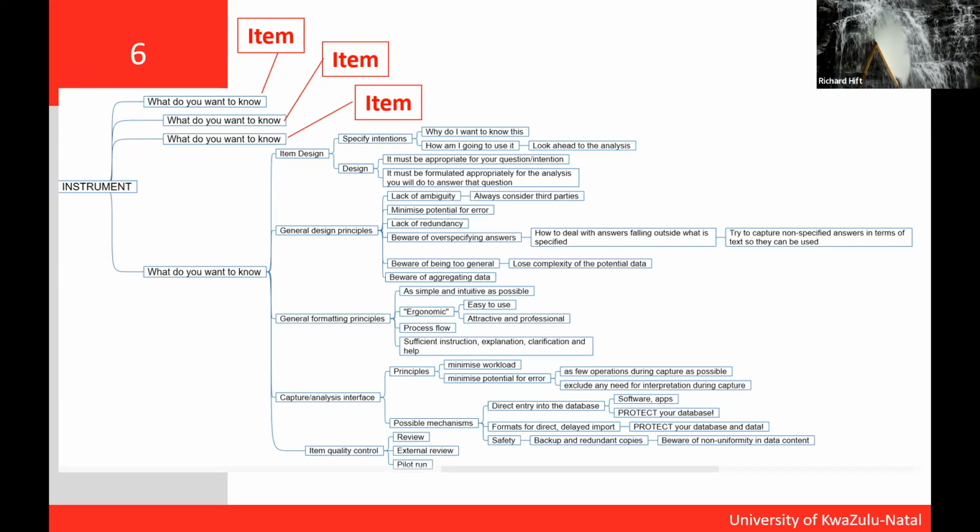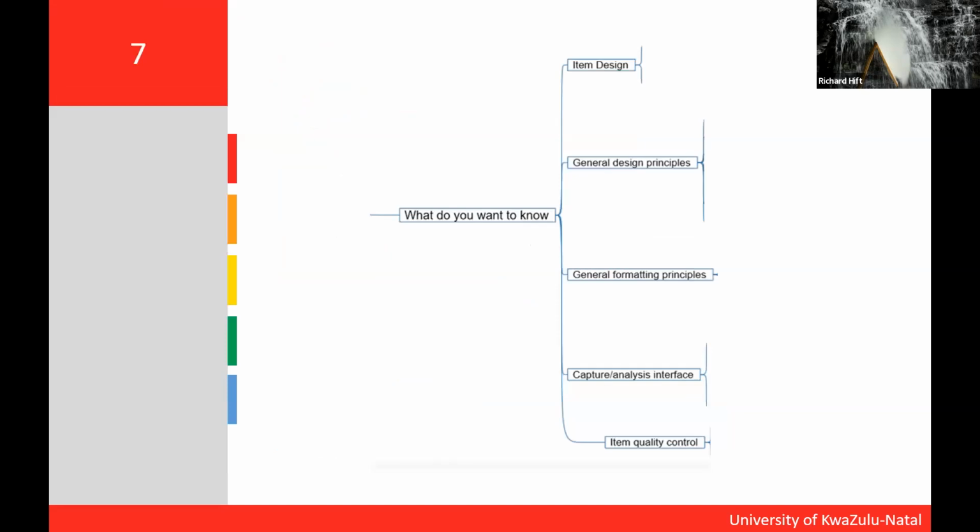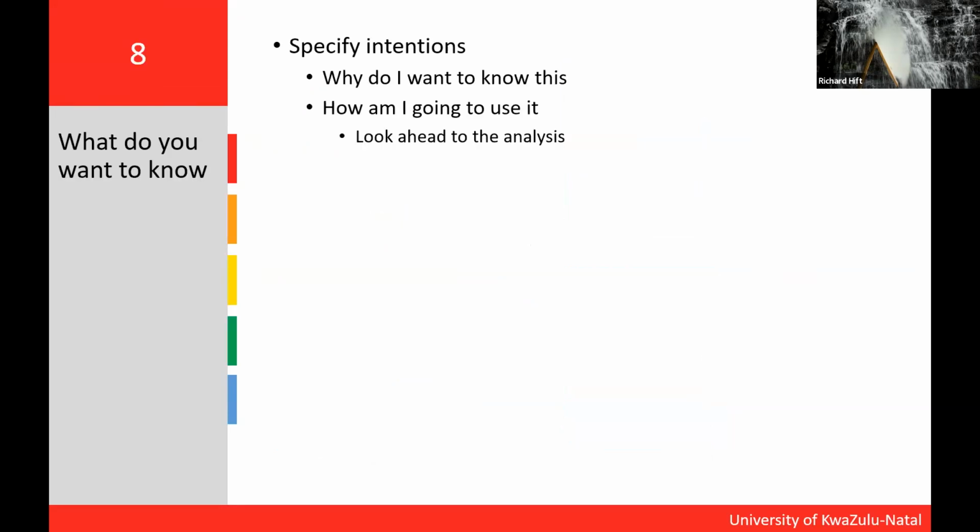Everything I'm specifying here applies to one specific item out of the 10, 20, 30, 40, 50, or however many there are on your instrument. And the very first question is, what do you want to know? Okay. And from that, we're going to lead to item design, general design principles, general formatting principles, something about capture and analysis interface, and item quality.